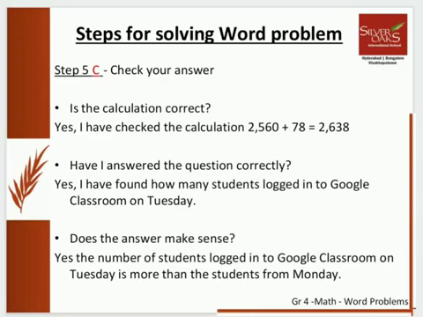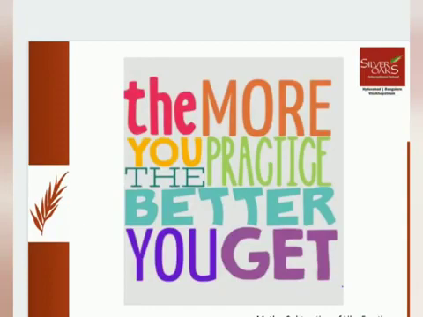So remember to follow the steps of RFDSC. If possible, create your own mnemonic and practice writing the statements well. Then you will be able to solve any word problem very easily.